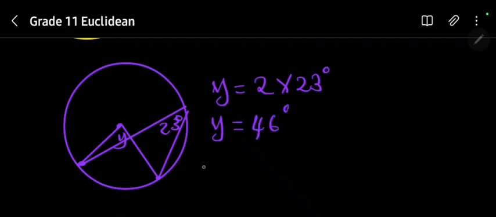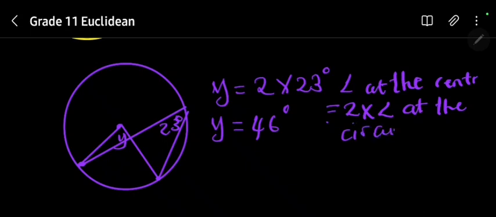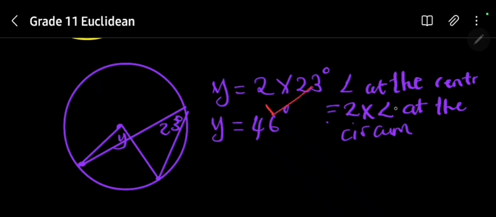Then what's your reason? You're simply going to say that angle at the center is equal to 2 times angle at the circumference. Then you simply get your mark there and your mark for your reason. Okay, last one.